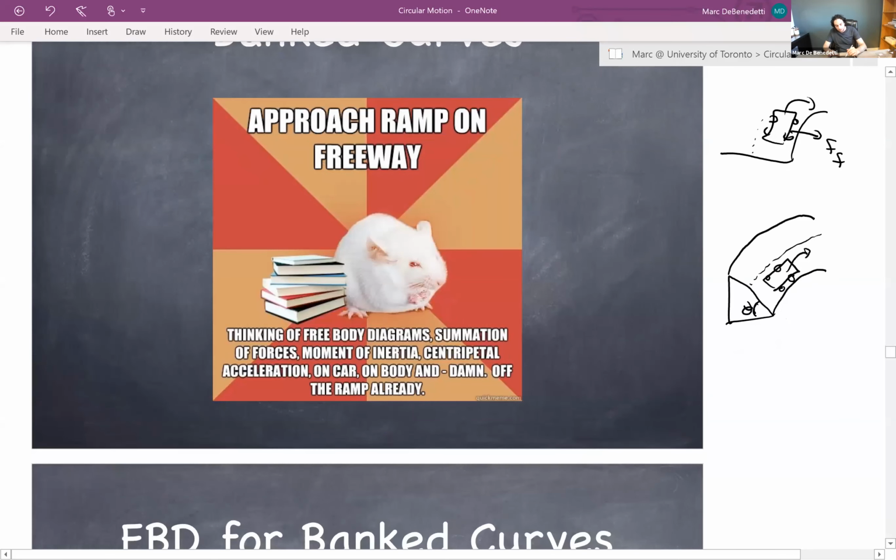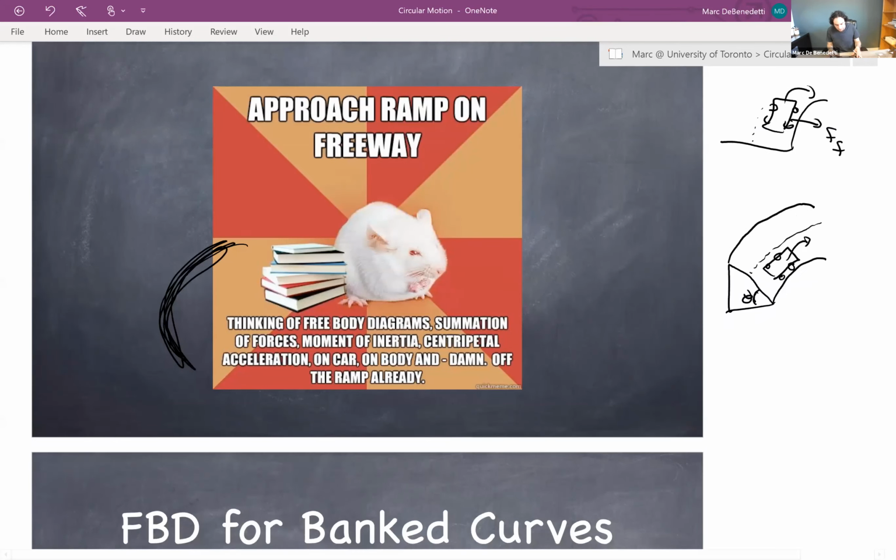Also, side note, this hamster in this caption here, totally me, 100% me. Actually, frankly, everything I do, I think of and I picture free body diagrams.